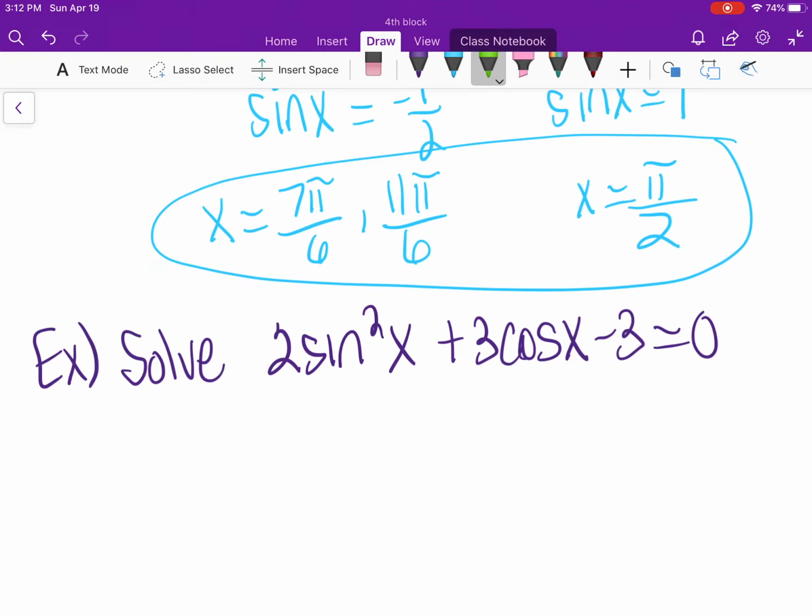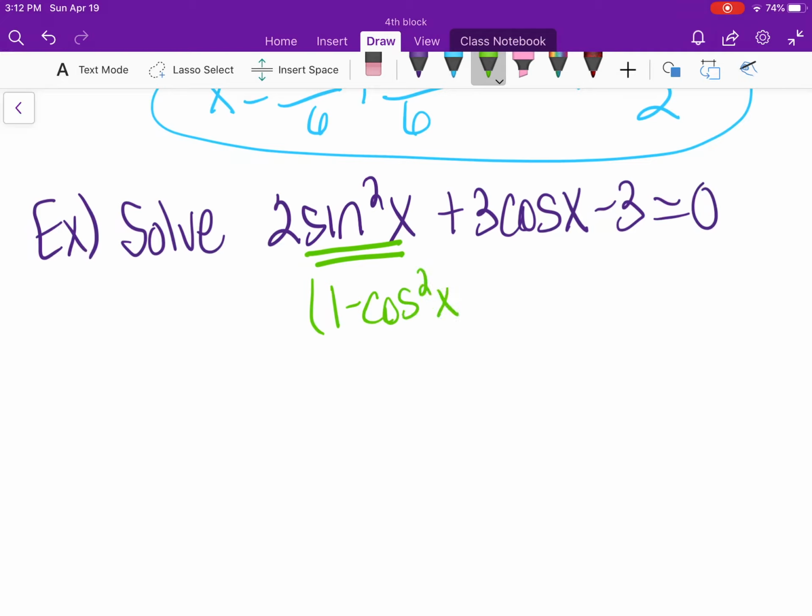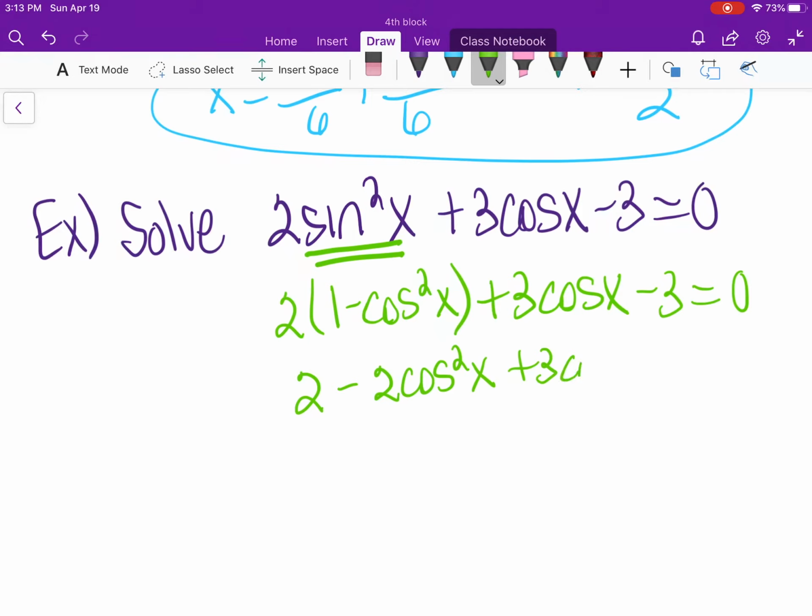I know that I can write sine squared as 1 minus cosine squared. So if I change sine squared to 1 minus cosine squared, I just need to drop the 2 in front, and then now I have the equation all in terms of cosine. So I just need to distribute and rearrange my terms and then see what we can do from there. So 2 minus 2 cosine squared x plus 3 cosine x minus 3 equals 0. And then I have like terms of 2 and negative 3.